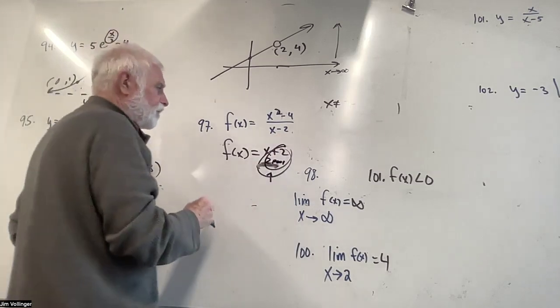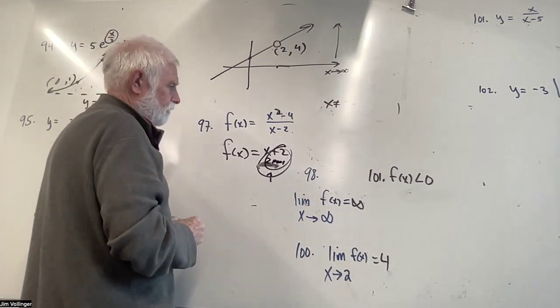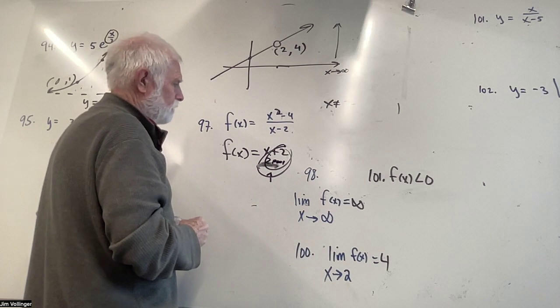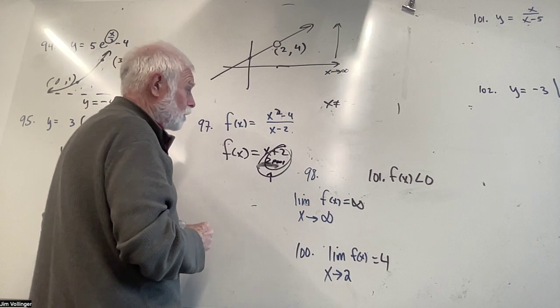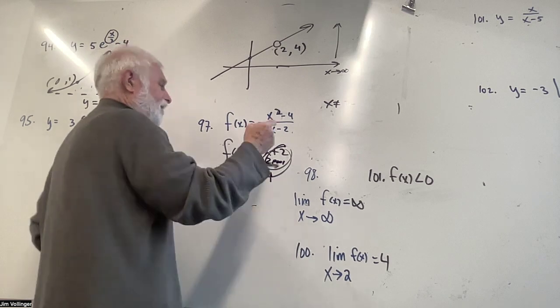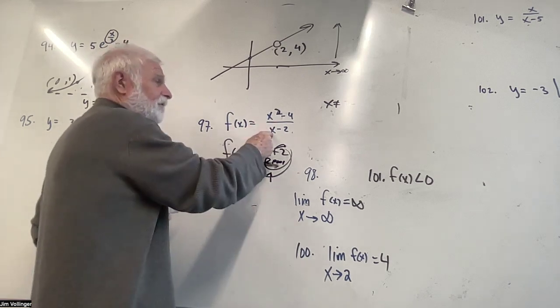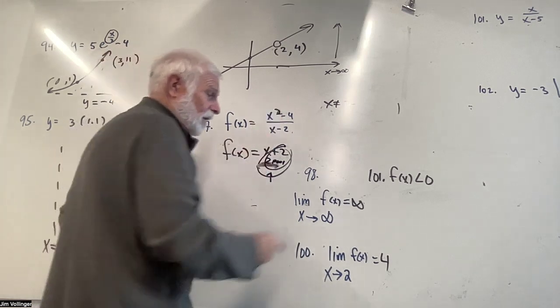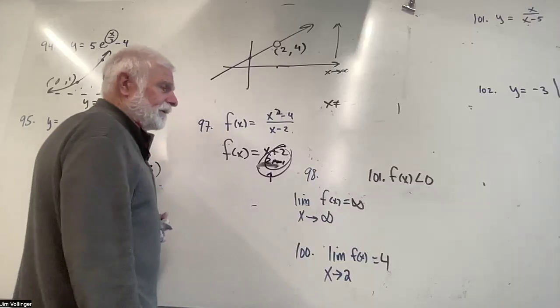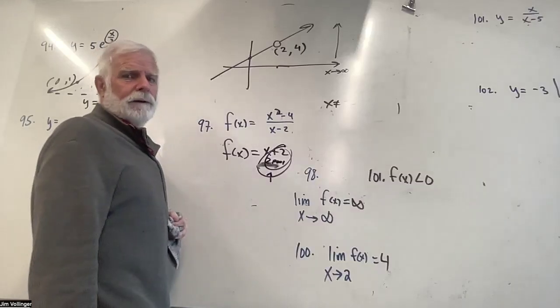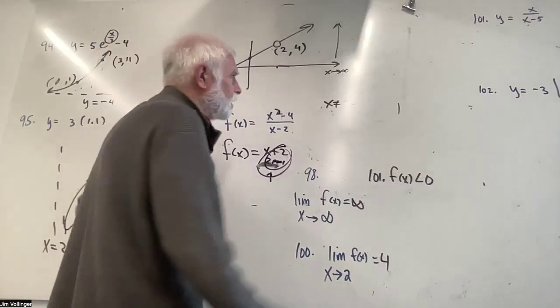And what happens when I put in 2? I get undefined. I'm sorry, I lost my train of thought because it's undefined here. So I can't do it. But the table values show me that this limit exists. I know where I'm headed. I may never get there, but I'm going to get real close.